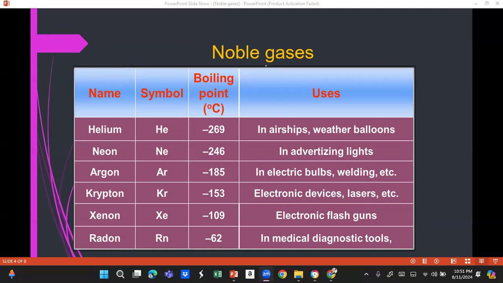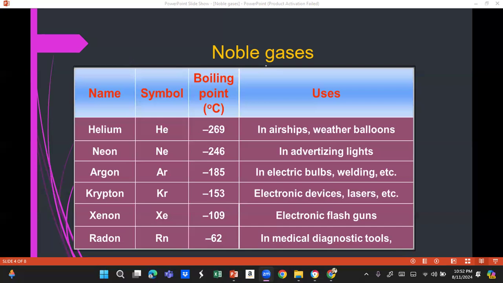There is an exam question as well. How is argon separated from the atmosphere or gases? Argon is separated by the fractional distillation of liquid air. You will study this topic in atmosphere. Today we are only talking about their applications. Where are they used? Helium is used in weather balloons. Neon is used in advertising lights. You might have seen them on the roads. Argon is used in electric bulbs.